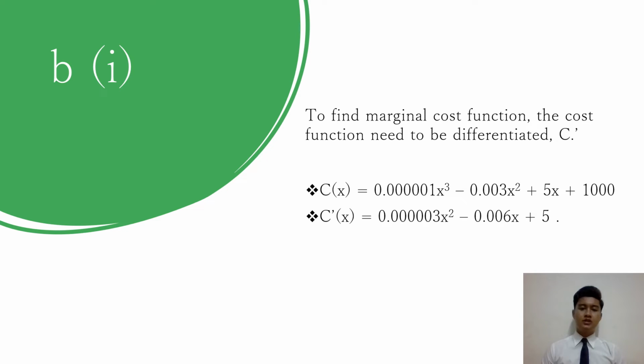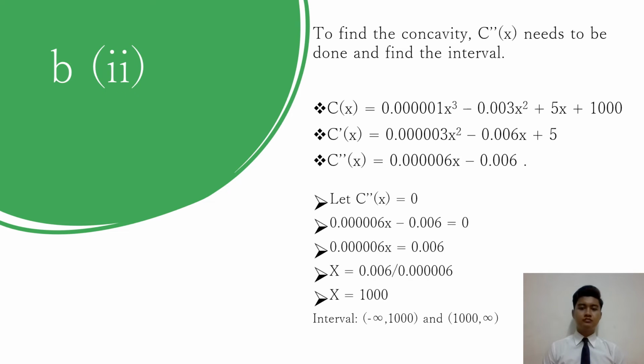For question b1, to find the marginal cost function, the cost function needs to be differentiated. So we get C(x), the original function, equals 0.000001x^3 minus 0.003x^2 plus 5x plus 1000. C prime x equals 0.000003x^2 minus 0.006x plus 5. And now for question b2, to find the concavity, C double prime x needs to be found and we find the intervals.